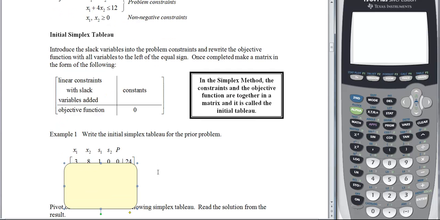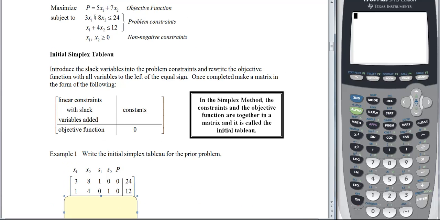See what I've got so far. So that would be the 3, 8. Remember, I've got my S sub 1 in the first one. And you've got to actually have these column headings because it'll keep everybody straight that way. And here's my equal sign. Be careful on the next part. This is where some people slip up.